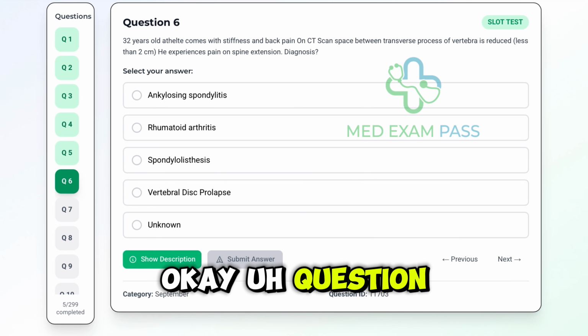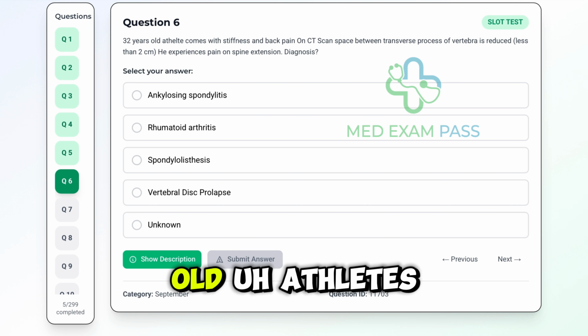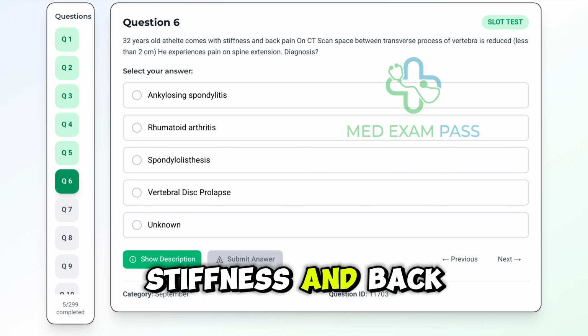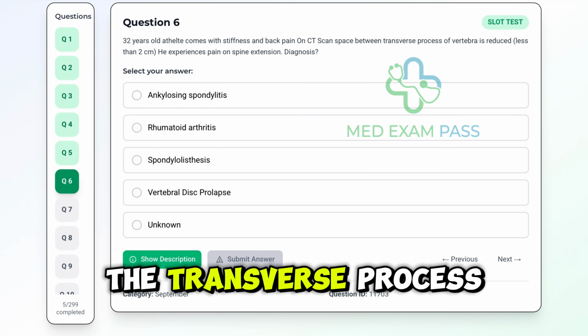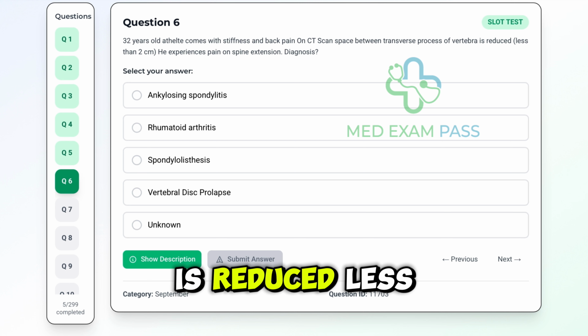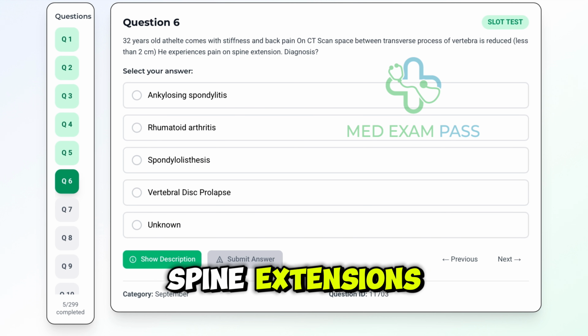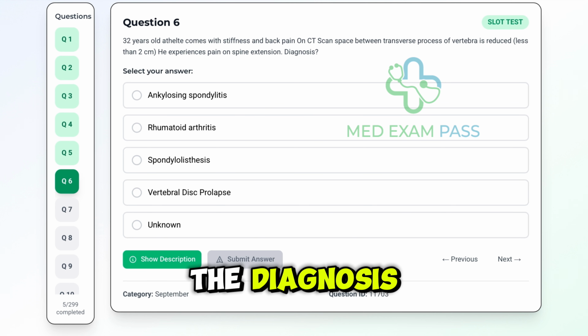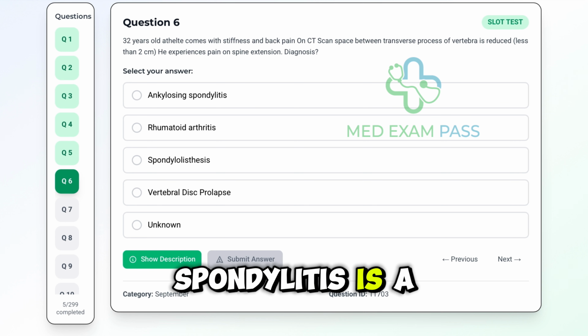Okay. Question number 6. A 32-year-old athlete comes with stiffness and back pain. On the CT scan, the space between the transverse processes of the vertebrae is reduced to less than 2 centimeters. He experiences pain on spine extension. So what's the diagnosis? A very typical scenario: it is ankylosing spondylitis.